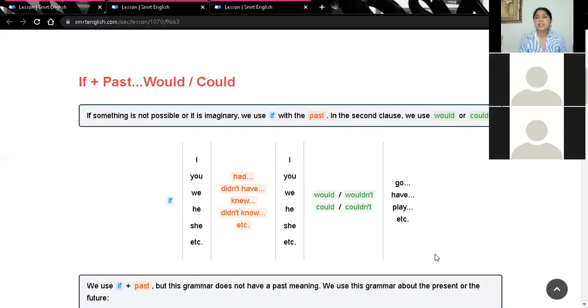These types of sentences using this structure are very common. For example, if I say, oh, if I were you, I wouldn't do that. That is impossible because I won't be you. I mean, it's impossible for me to be you. So that's why we use this type of sentence or structure for those contexts.